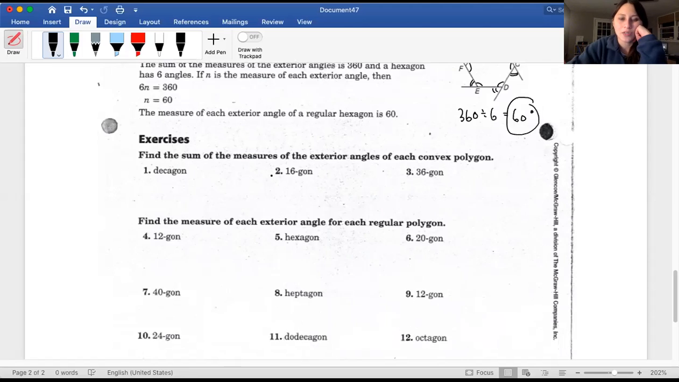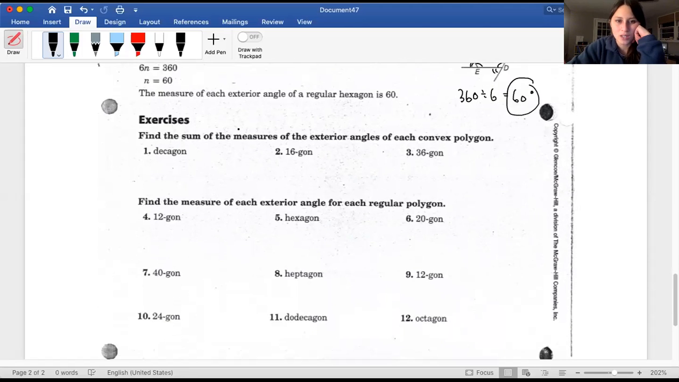So let's take a look at these 3 problems here. Find the sum of the measures of the exterior angles of each convex polygon. So a convex polygon is just where the shape doesn't have any indentions like this. This would be a concave because it caves in. So this would not be a convex polygon. So the sum of all the exterior angles of a convex polygon.